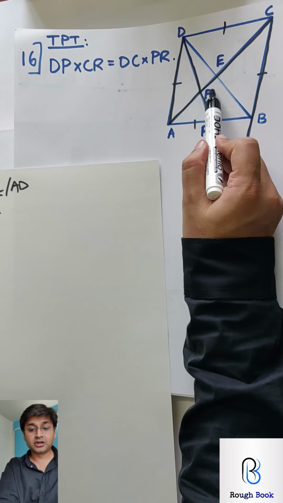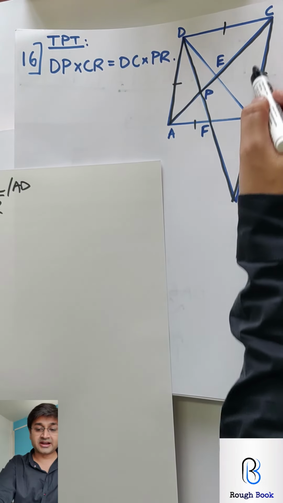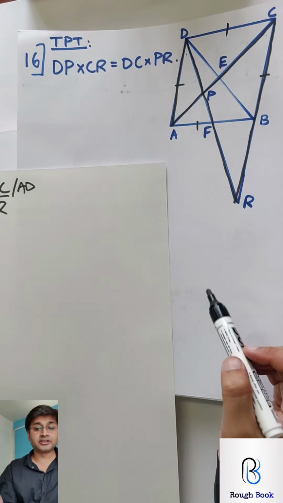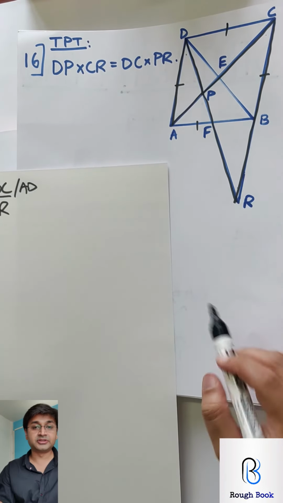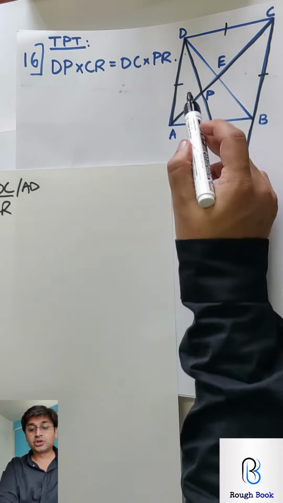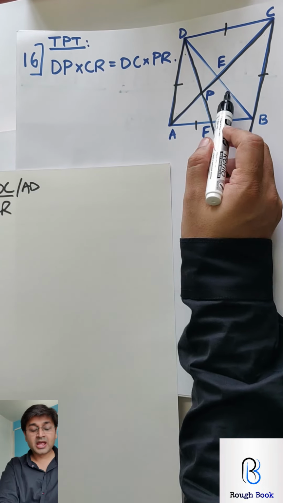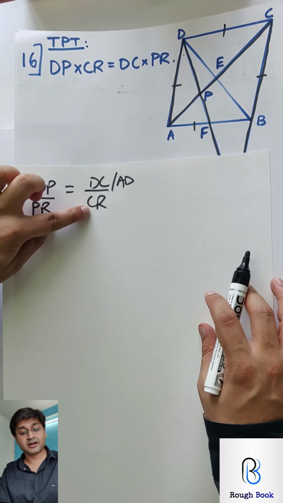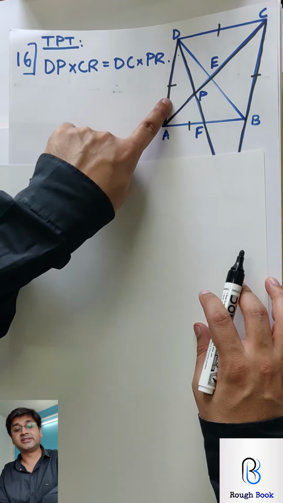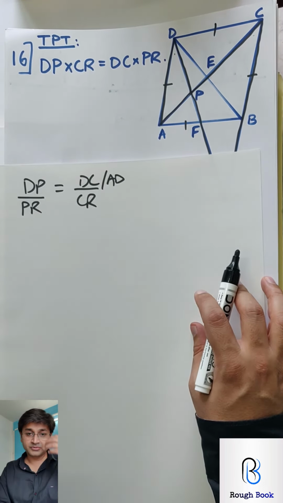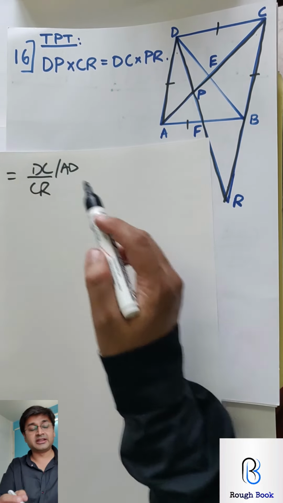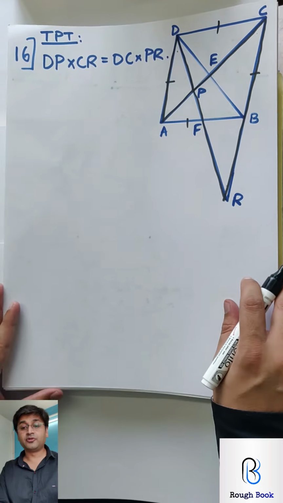How? Vertically opposite angles, and this Z formation, so alternate angles. This Z formation alternate is possible because this is a rhombus, so opposite sides are parallel. So you can prove these two triangles similar, and then you can write by CSST DP by PR, AD by CR, and then replace AD with DC because it is a rhombus. Easy. The only trick they played is that they removed AD and gave you DC, which might confuse a few of you.